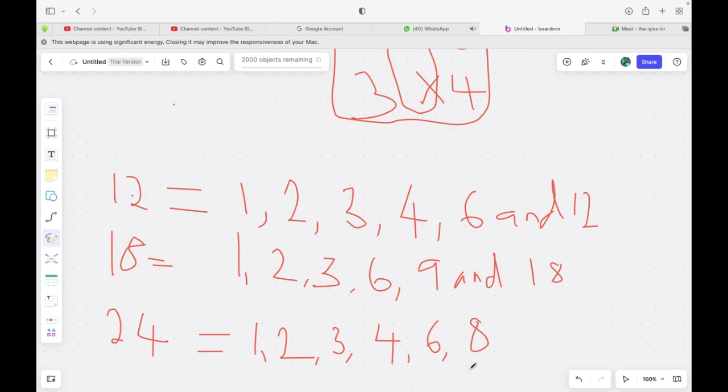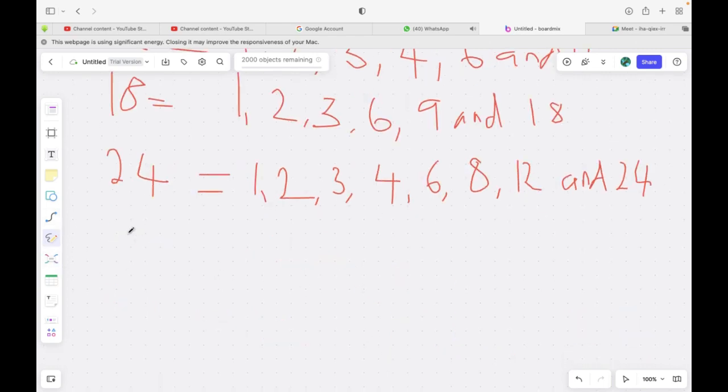9 cannot divide 24. 10 cannot divide 24 without a remainder. 12 can divide 24, which is halfway, so 12 is a factor. After halfway, like I said, once you reach half of the number, the next factor is the number itself, which is 24. 24 is a factor of itself.